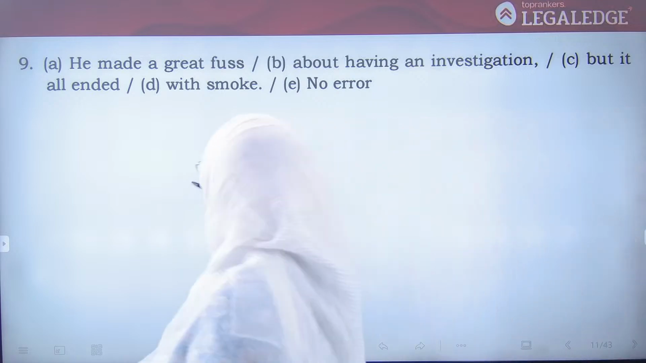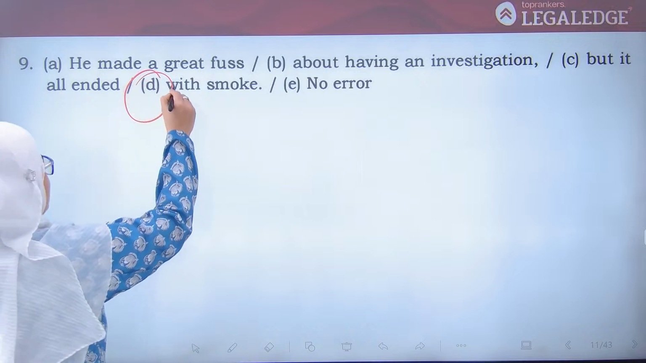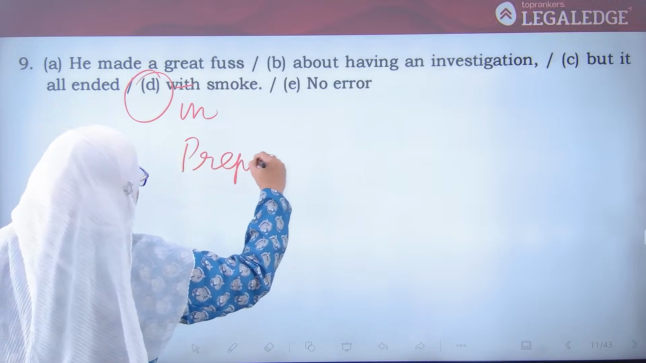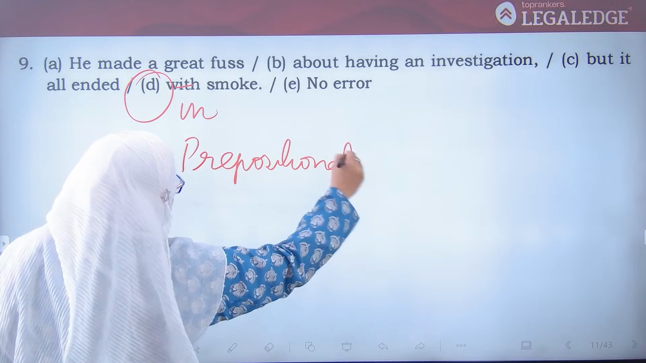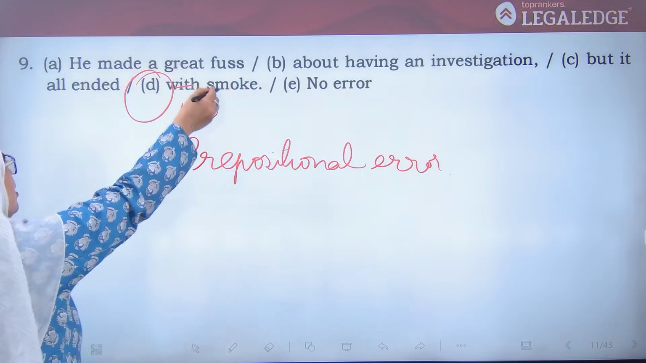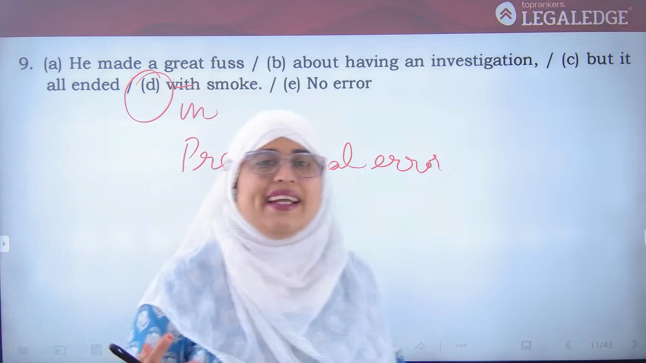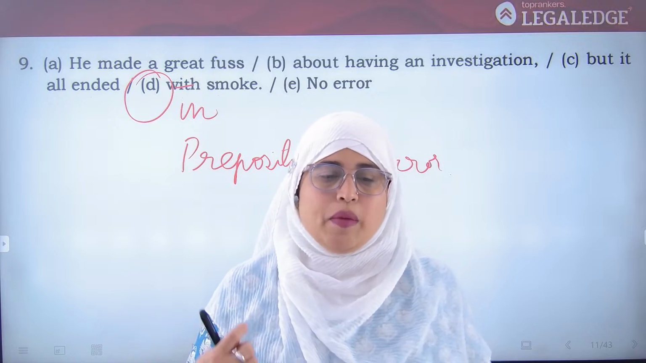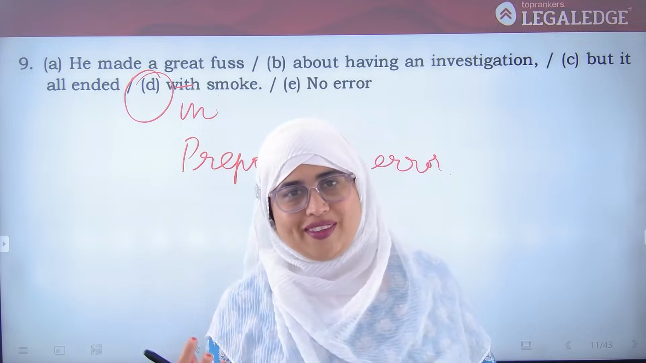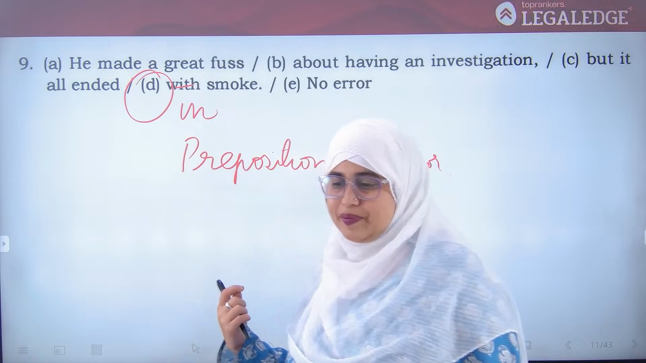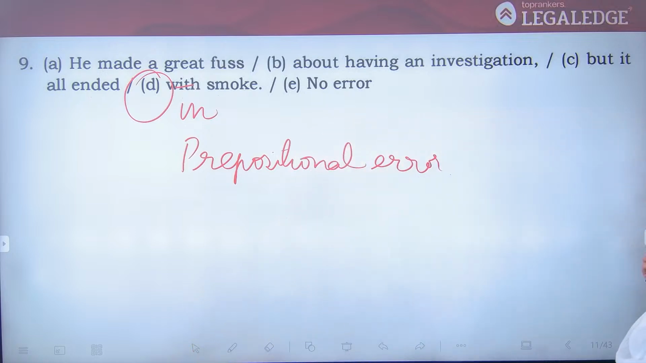Now, in this particular question, D is erroneous. Instead of with, it has to be in. It is a prepositional error. If anything ends in smoke, that means it ends in nothing. I tried to bake a cake, but it ended in smoke. That means all my efforts went futile. So if anything ends in smoke, then it ends in nothing.